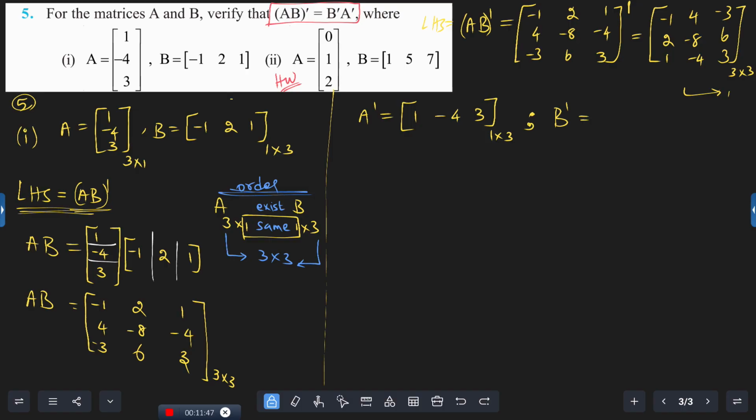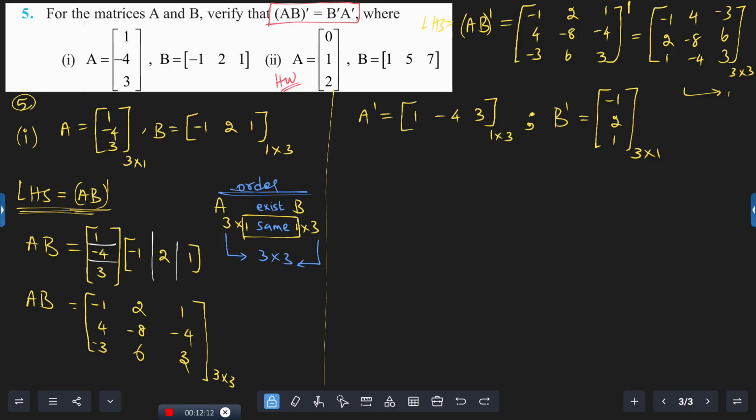B dash we have as a row matrix. When you take a transpose, what will happen? It will become a column matrix. A horizontal matrix will become a vertical matrix. So that is minus 1, 2, 1. The order also, 1 by 3, will become what? 3 by 1. That's it.